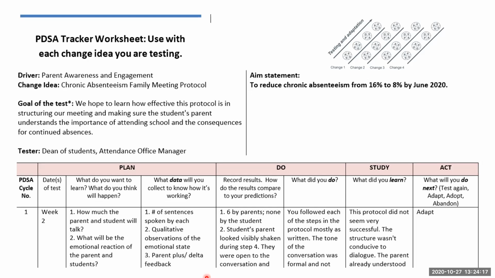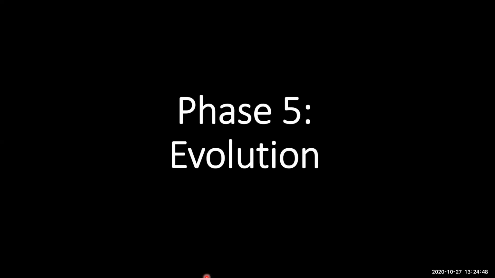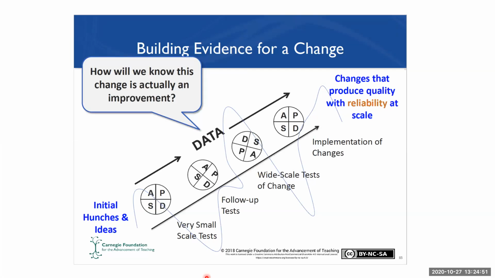And then what did you do? You would keep track of that while you followed the steps, the protocol as written, and so forth and so on. And then what did you learn? In this case, they learned that the protocol was not very successful and that there wasn't a lot of dialogue. And then what they decided to do was adapt and test again. So this is how you use this tracking sheet, and you're welcome to revise it in any way that works for you. So from there, you move into evolution. And so, as I mentioned before, a PDSA cycle doesn't usually just end at one cycle.